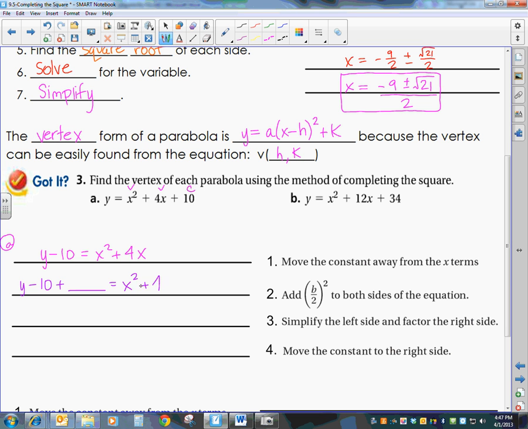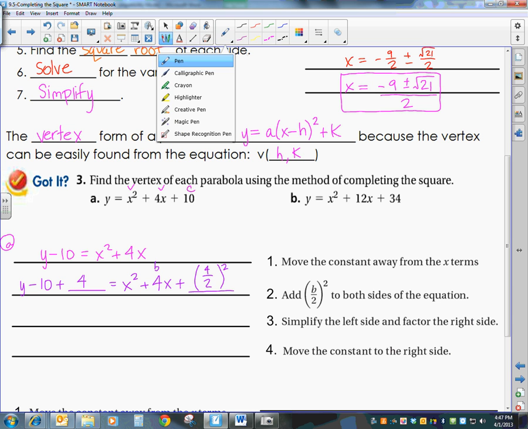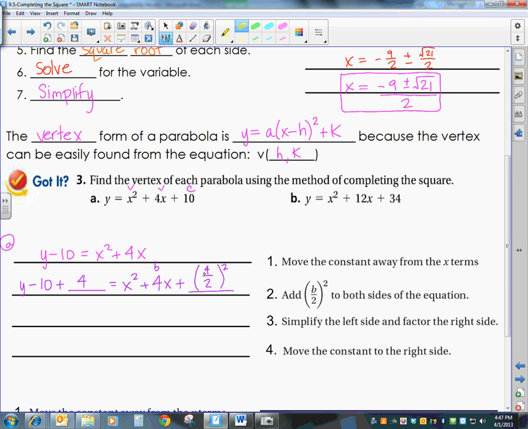X squared plus 4x plus blank. Now remember, b is the coefficient of x, so that means we're on a different side of the equation. Not a problem. Okay, b over 2 squared. 4 over 2 is 2, and 2 squared is 4, so that means I'm going to put that in. These two expressions, keep this in mind, are the same. They're just written differently, okay?